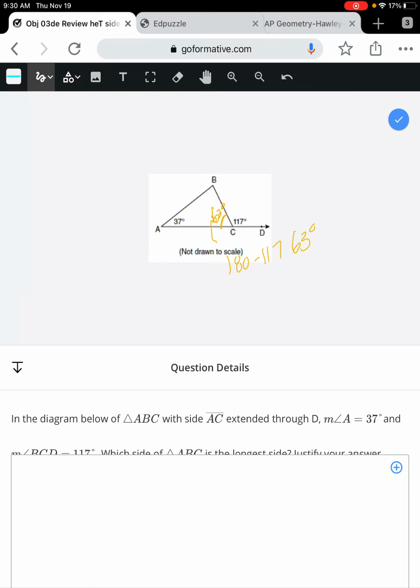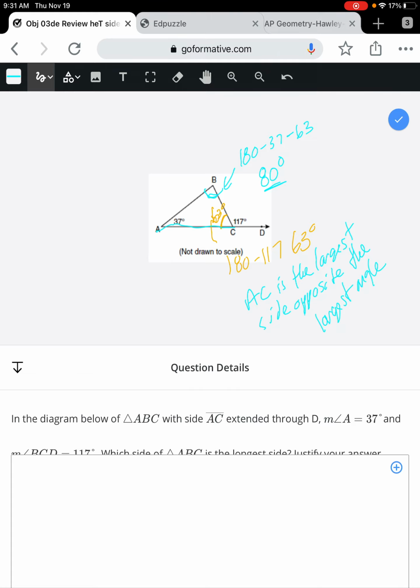Then we have to find angle B, which is going to be 180 minus 37 minus 63, which is 80 degrees. Since 80 degrees is the biggest angle, AC must be the largest side. So AC is the largest side opposite the largest angle.